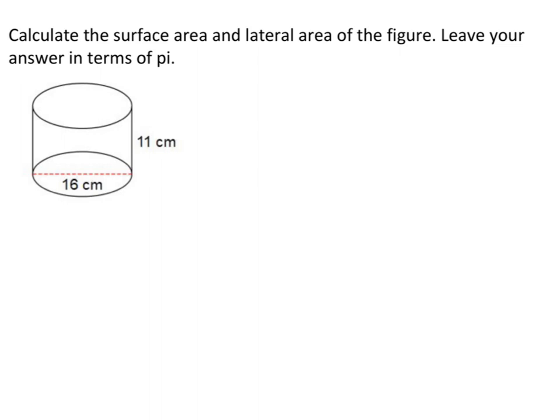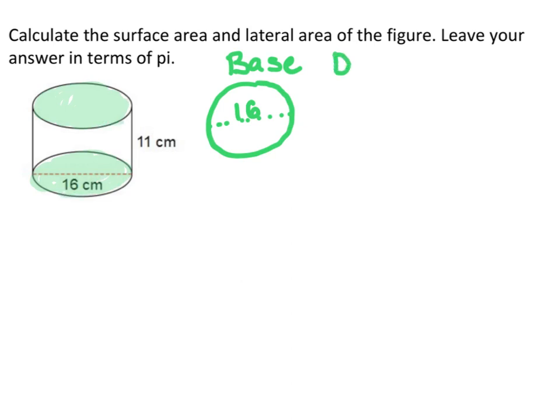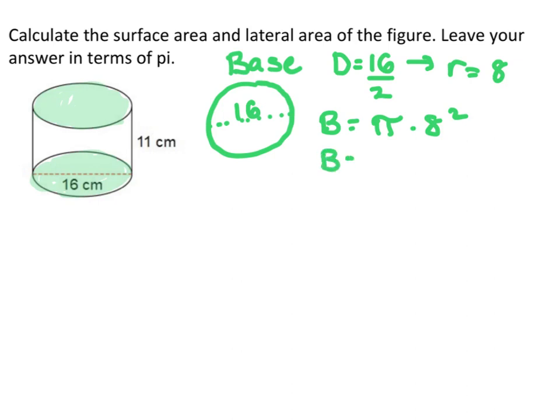So again, if I first identify my base, the base is a circle, and it gives us the distance all the way across, which is 16. This is what we call the diameter of the circle, which is 16. So if I were to find the radius, it is half the diameter. So this gives us that the radius is 8. So the area of the base is pi times 8 squared. So the base, leaving our answer in terms of pi, is 64 pi centimeters squared.